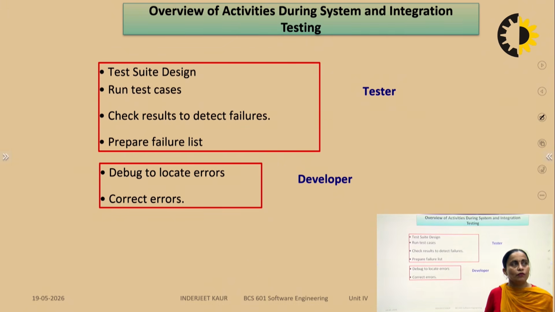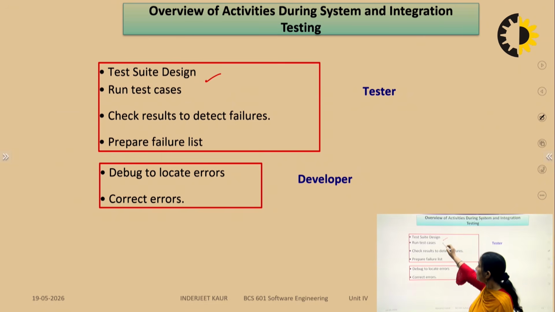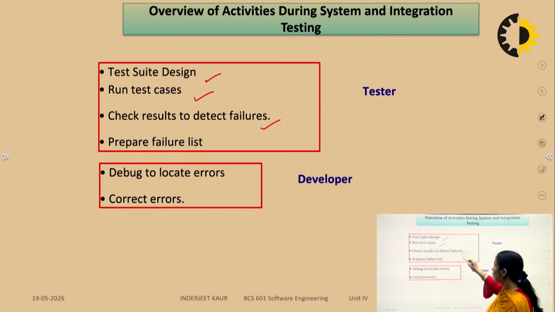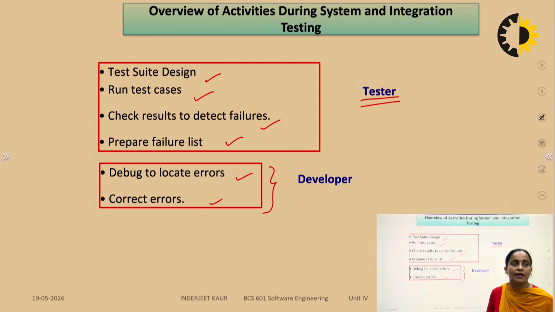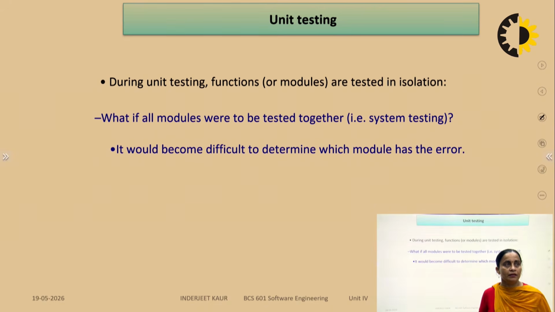So this is an overview of activities during system and integration testing. Test suite design, running those test cases, checking the results to detect failures, and preparing the failure list are often done by the tester. Then debugging to locate the errors and correcting the errors that have been found are often done by the developers.